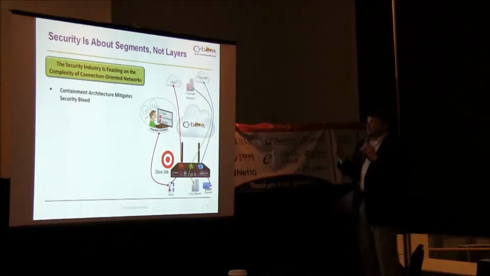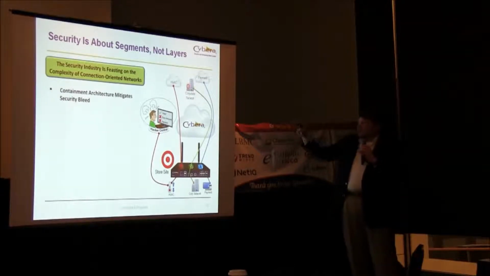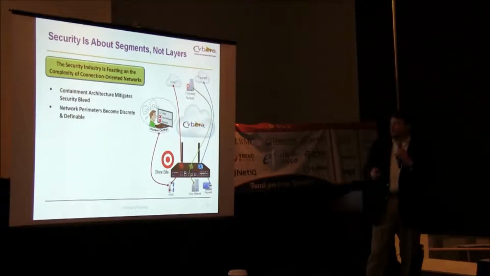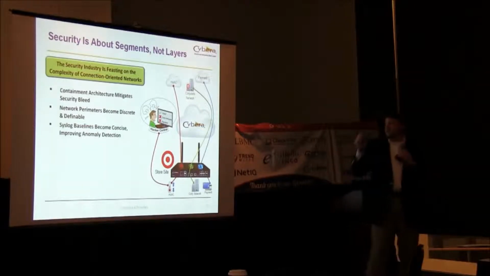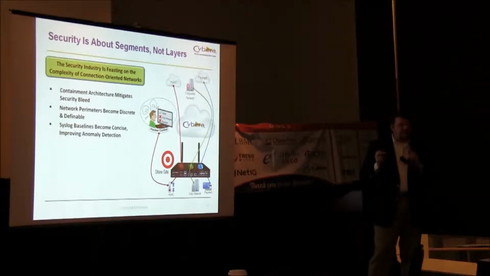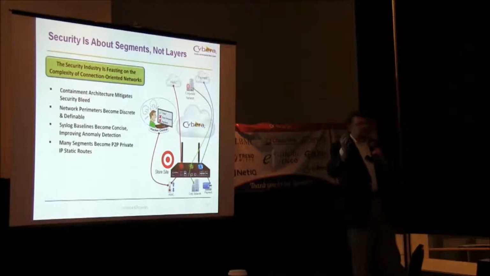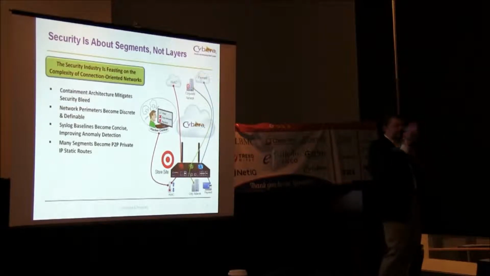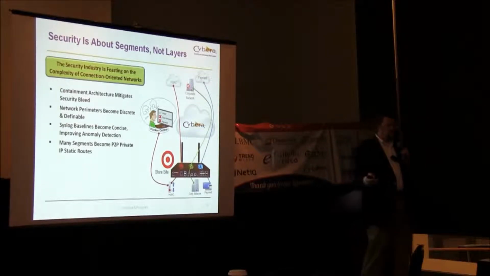But in containment, segment-based architectures create containment architectures that mitigate security bleed. They create network perimeters that become more discrete and definable. They create syslog baselines that are concise, and they improve anomaly detection. And many of these, essentially what you're doing is you're stripping an application out of a dynamically routed environment and placing it into a point-to-point statically routed environment. Often that is private IP based, so it's not even visible over the public internet.